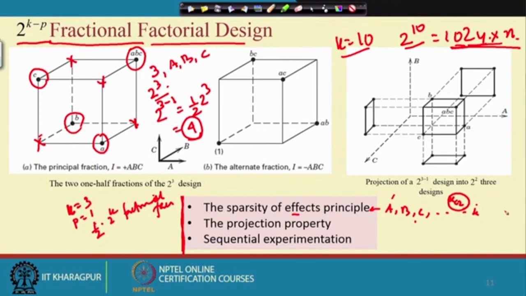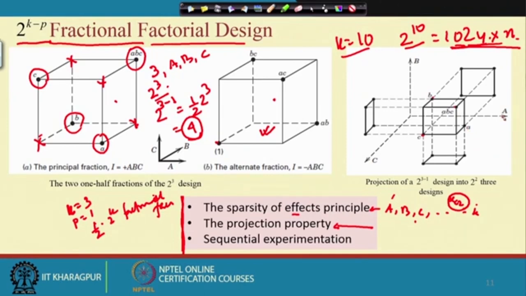In that case, simultaneously, if we use the projection property, what is this projection property? The projection property says that a fractional factorial design at the higher level has many full factorial designs, full meaning 2 to the power k factorial design, at the lower level. What does it mean? Suppose you do this experiment. Here, and here. These 4 experimental settings you have chosen, others you have not chosen.